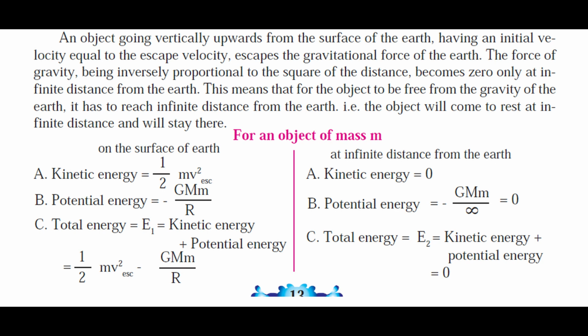For an object of mass m on the surface of the Earth, we can calculate kinetic energy, which is equal to 1/2 mv square. Potential energy is equal to negative capital G capital M small m, where small m is the mass of the object, divided by r. So total energy is equal to kinetic energy plus potential energy, which is equal to 1/2 mv square minus GMm divided by R. So this is the equation for total energy on the surface of the Earth.